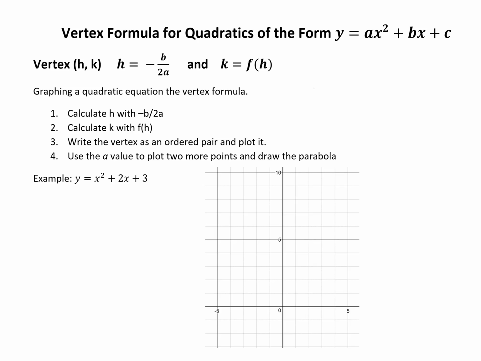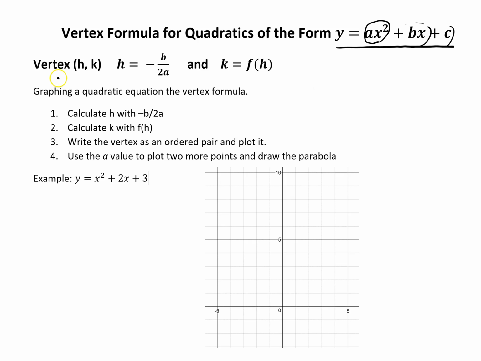A quadratic can be graphed by calculating its vertex. In this lesson, we'll take a look at the vertex formula. The vertex formula can be applied to equations that are in the form y equals ax squared plus bx plus c. So the x squared term needs to be right after the equal sign, then the x term, and lastly the constant. Once your equation is in that format, you can use the vertex formula.